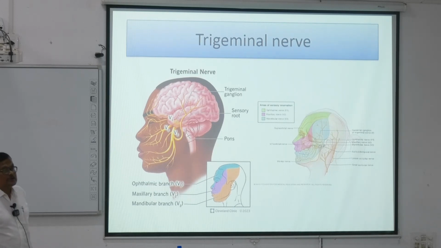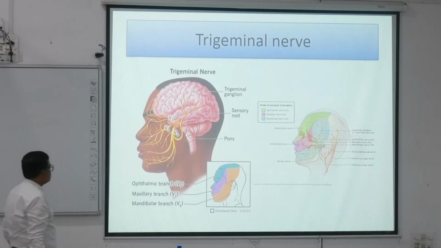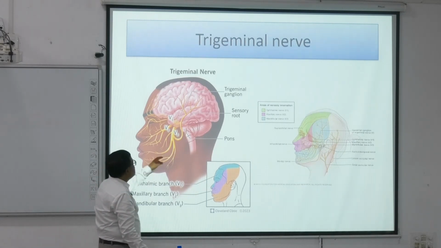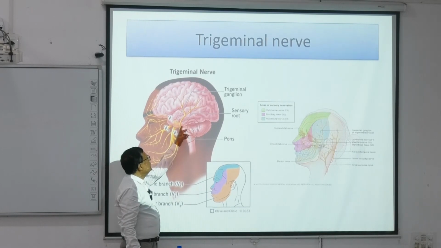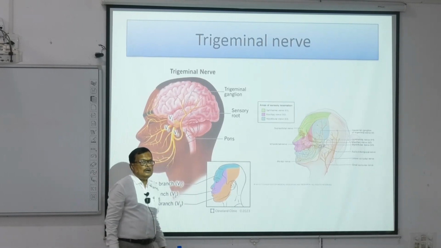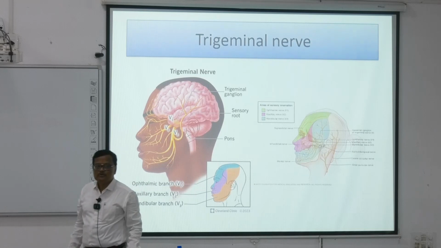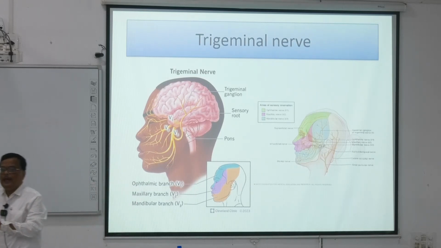It is the largest cranial nerve, সবচেয়ে মোটা। It takes origin from the brainstem and comes out and divides into 3 divisions, সবাই জানো, ophthalmic, maxillary and mandibular, of which ophthalmic and maxillary are total sensory and mandibular is a mixed nerve, both sensory and motor. তাহলে কি কি শিখলাম?